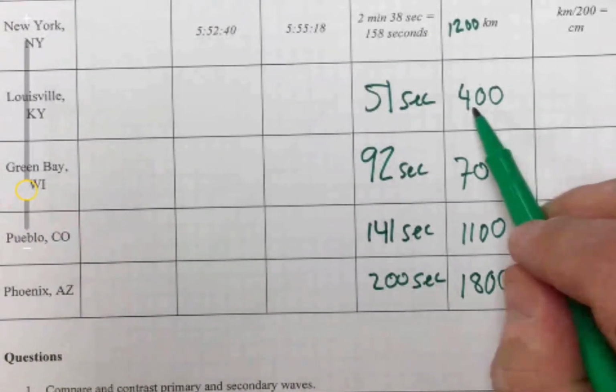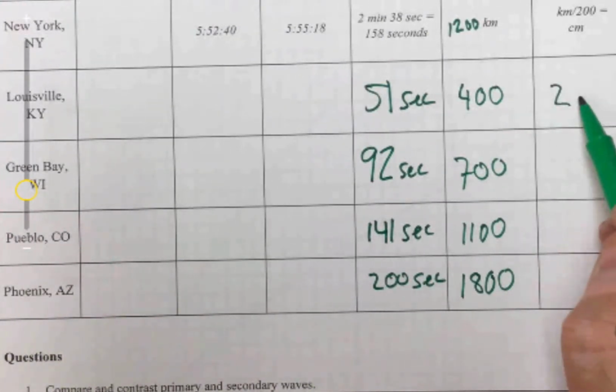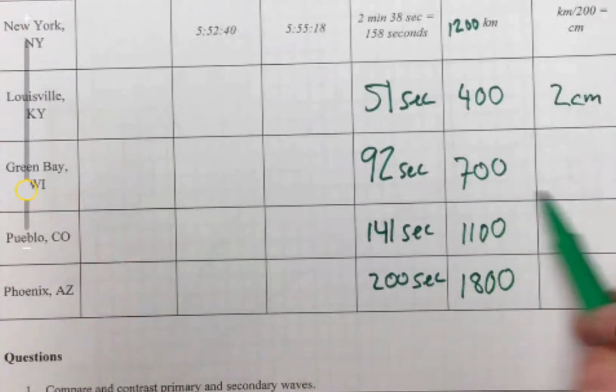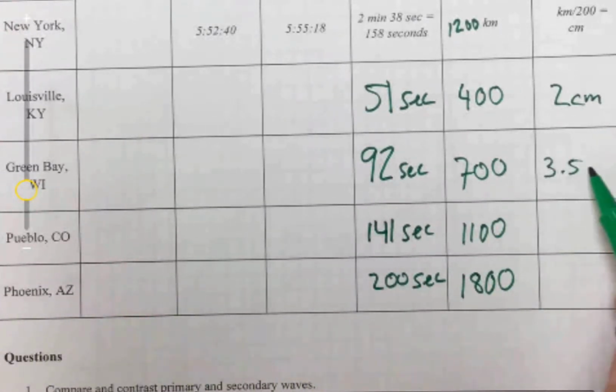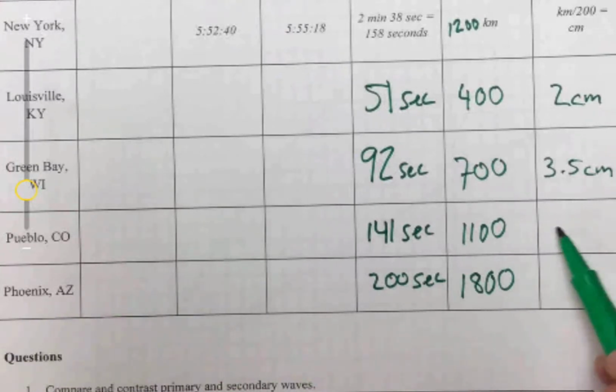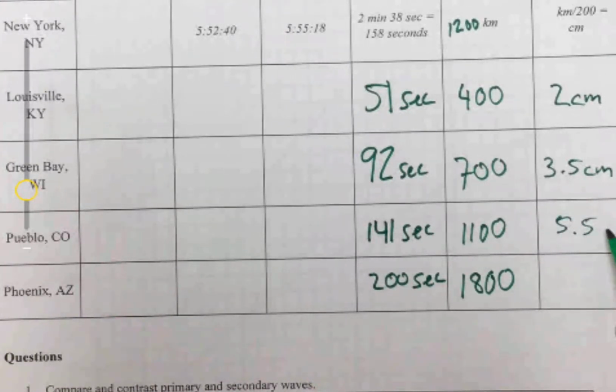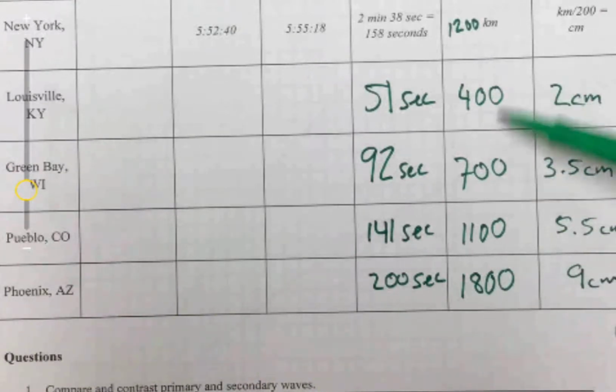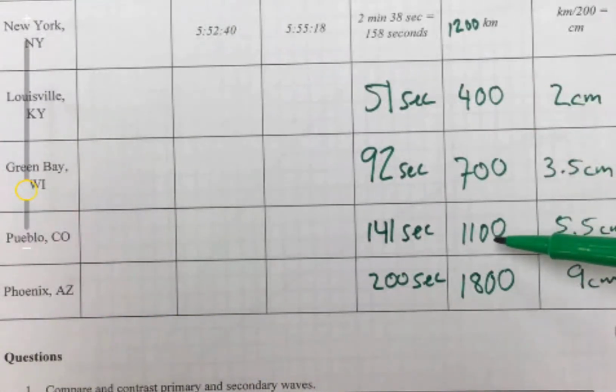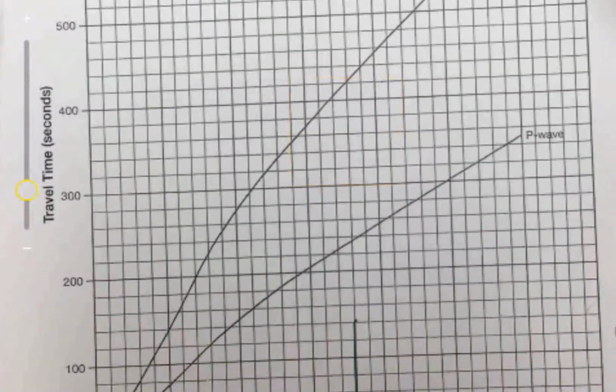So what that means is this 400 turns into 2 centimeters, 700 turns into 3.5 centimeters, 1100 turns into 5.5 centimeters, and 1800 turns into 9 centimeters. Now don't worry if you got a half a centimeter off or so. That just means that your numbers were off by 100 or so, and that's okay, because using that S and P chart graph, this seismic wave graph right here, it's easy to get off by 100 or so. So no big deal if you're off by a little bit.